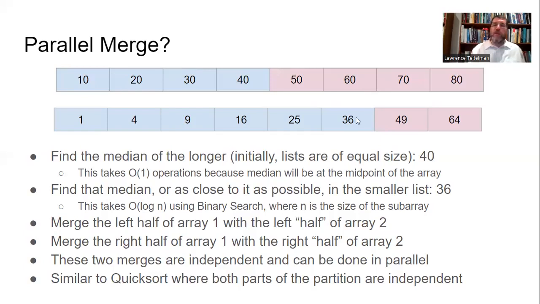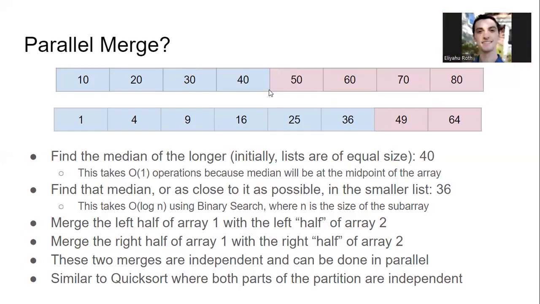So again, once we break up our two arrays such that everything on the left side is less than some number and everything on the right side is greater than some number, we can do a parallel merge. Now, how long does it take to find this midpoint here? If you have a sorted array, or even if it's not sorted, but certainly if it's sorted, how long does it take to find the midpoint?